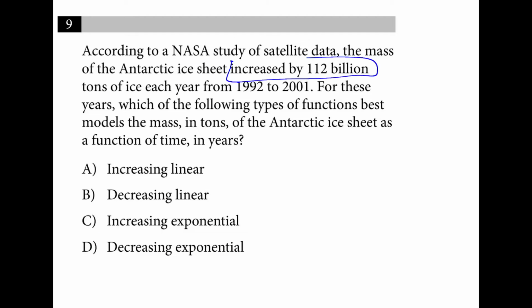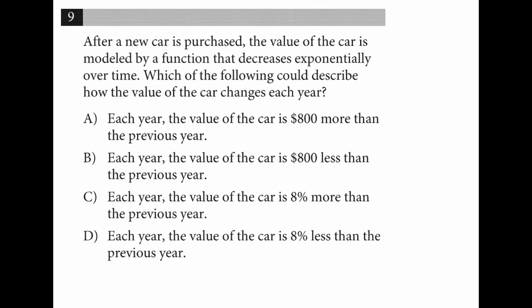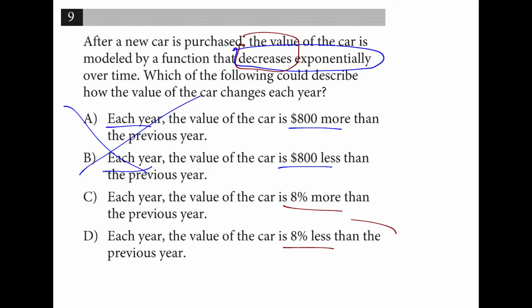We are increasing by a specific amount each year. So that is a slope. We are increasing in a linear fashion. We are looking for a model that decreases exponentially over time. So if it's a flat amount each year, that's a constant rate. Those are both linear. And which one is decreasing? 8% more or 8% less?